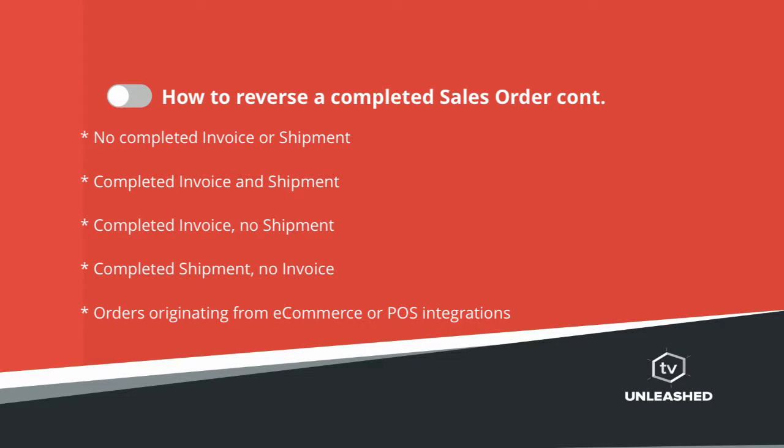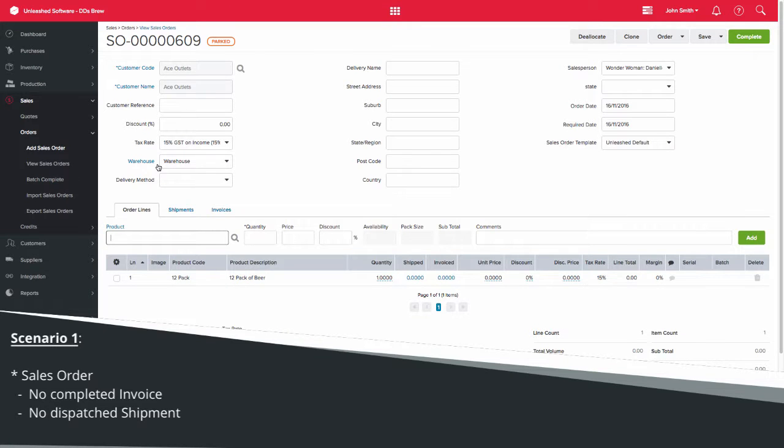So let's look at a few scenarios for reversing your sales order, namely, where you have no completed invoice or shipments, where you have a completed invoice and shipments, where you have completed the invoice but not yet completed the shipment, where you have completed the shipment but you have not yet invoiced the customer. And then we will also look at scenarios where the sales order originated from your e-commerce or point of sale integration. Let's look at our first scenario for sales order 609.